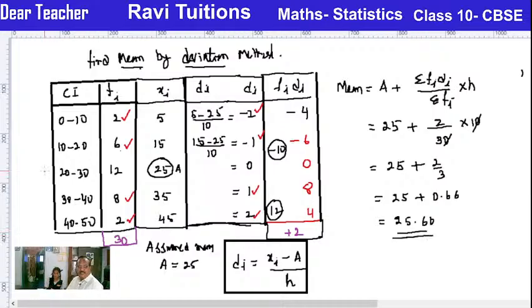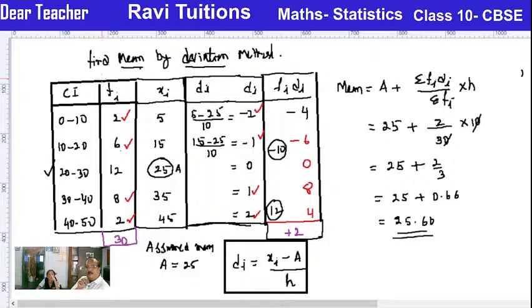So it lies in the middle. Okay. So you can do this mean in both methods, the direct method and the deviation method. The wonder is in both methods you will be getting the same answers. You do arithmetic mean in any method, you will be getting the same answer.